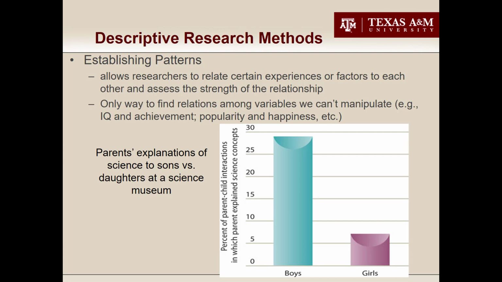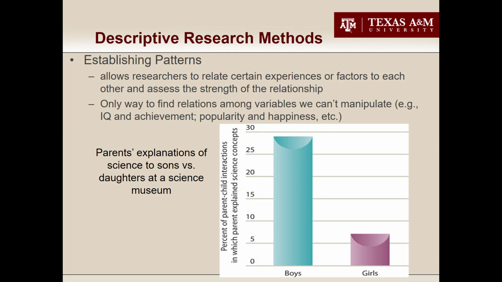Have a look at this graph. These are true descriptive data that psychological researchers have observed in a natural environment. The graph shows that parents spend about 4 times more time explaining science concepts to their boy children versus their girl children. We've also observed that school teachers tend to spend more time explaining science to boy students than girl students, and that there are more men than women employed in high-level science-based jobs.